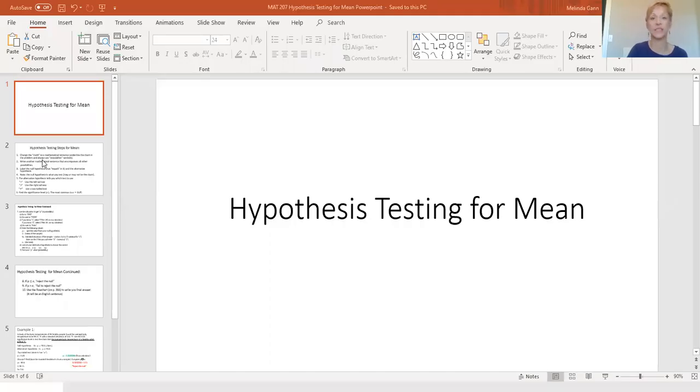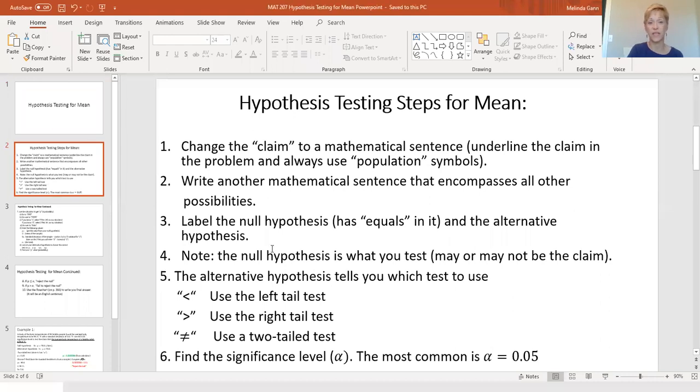So we're testing hypotheses about mean. Now, these first 6 steps are the same thing I've done before, but I do want to just reevaluate them, make sure they're okay for you, and review them very quickly. You're going to find where it says "test the claim that" and underline it in your word problem, just like you did on proportion problems. What you underline is what you change from an English sentence to a mathematical sentence. And then you put the word claim next to it in a parenthesis.